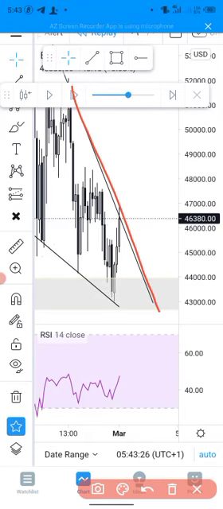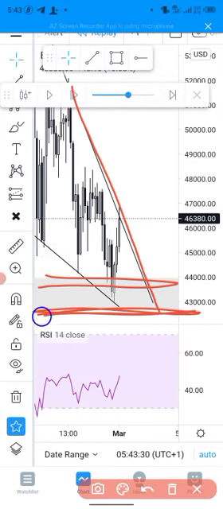And I saw a support line here, a support line here. So I was expecting a rejection on that support line. I will not enter at the support line. I was expecting an automatic rejection and a break of this line before I enter up. So let us continue.